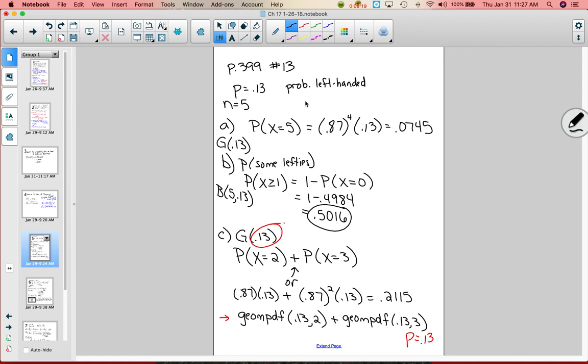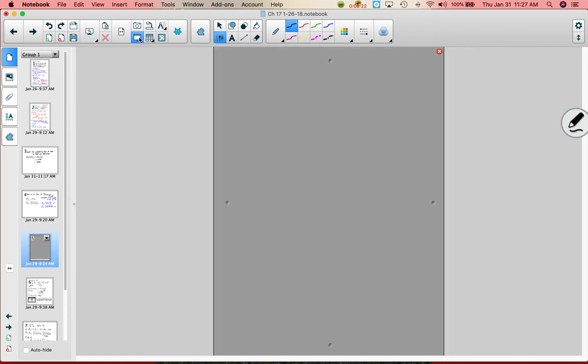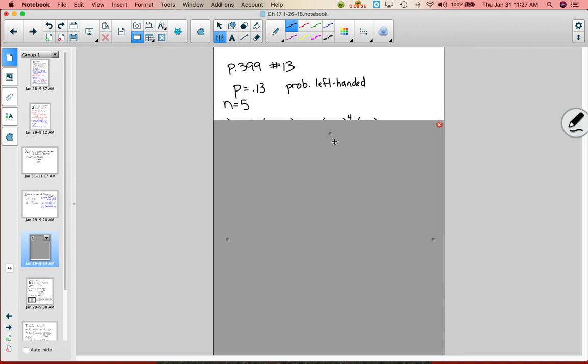Okay, so now it's time to start looking at some examples. You might want to have your book out as we go through this. So if you want to pause it, take a look at page 399, number 13. So it says, assume that 13% of people are left-handed. If we select 5 people at random, find the probability of each outcome described below. So they tell me that P, probability of success, is 0.13, and we're selecting 5 people, so n equals 5.